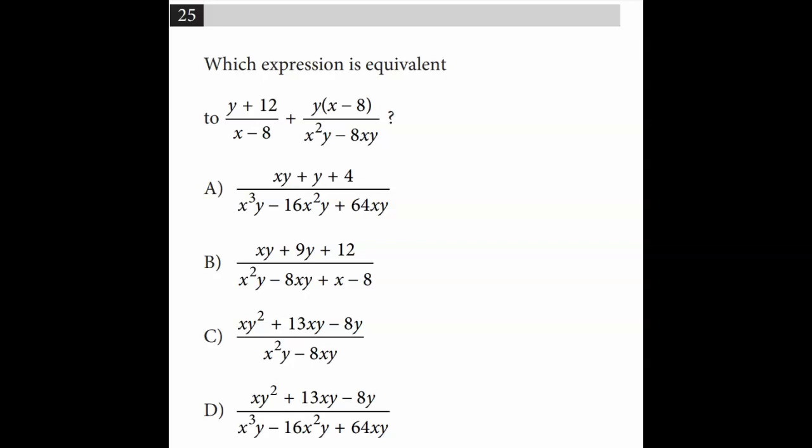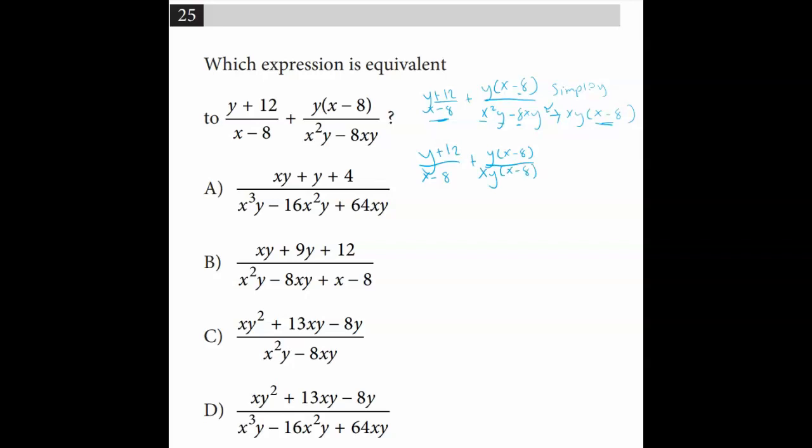So I'm going to take (y plus 12)/(x minus 8), add it to y/(x minus 8), all over x squared y minus 8xy. I can see pretty quickly that there's something to this minus 8 because there are three minus 8s. So I'm going to actually simplify the denominator. If you do that, you can take out one of the x's and one of the y's, so you get xy times (x minus 8). Both denominators have this x minus 8 in common. So rewritten, it would look like this, all over xy, x minus 8.